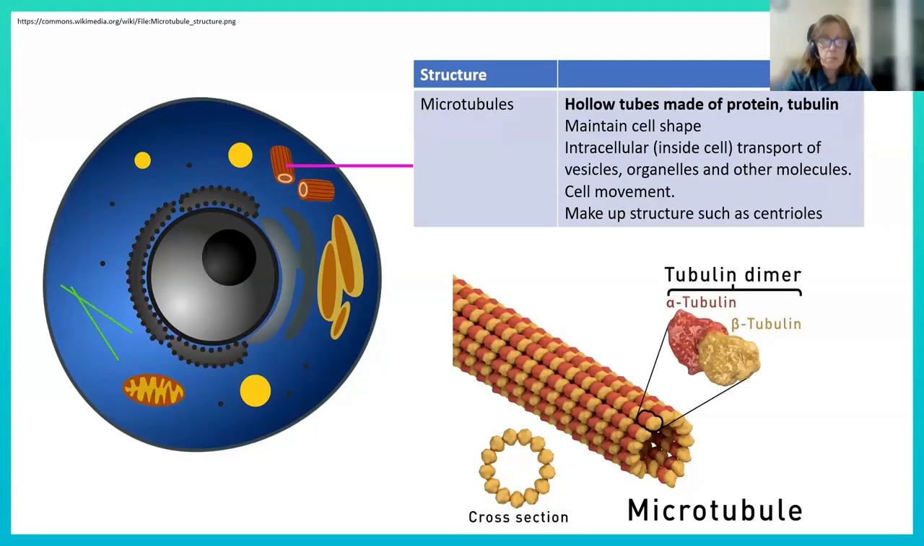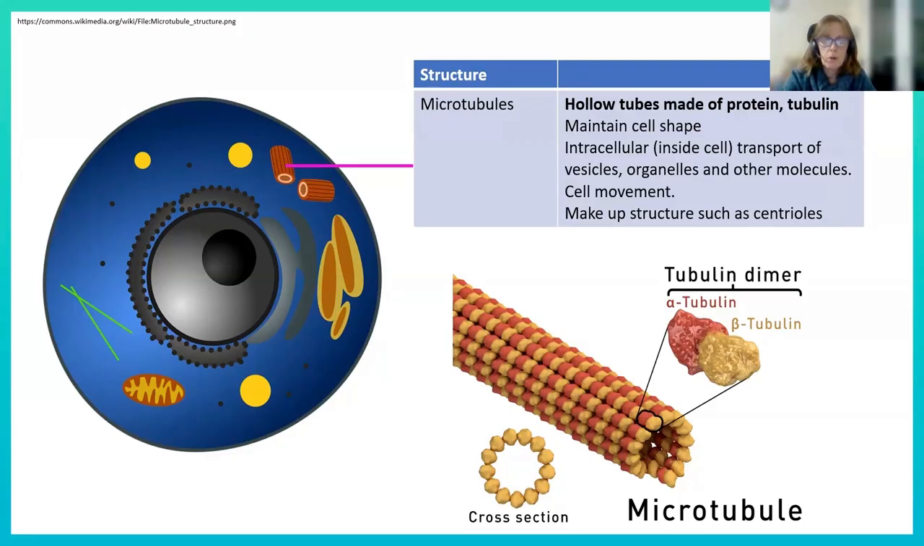They're really important in muscle cells, and we will have a look at muscle structure later on in one of the units. So we'll learn lots about microtubules then. So these are hollow tubes. They're made of protein, and what they do is they help the cell maintain its shape.